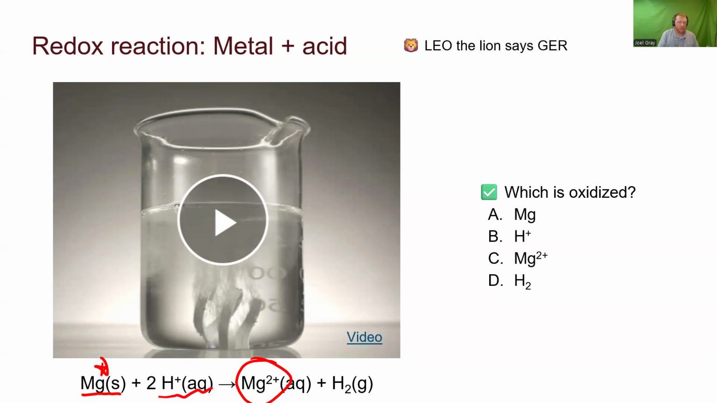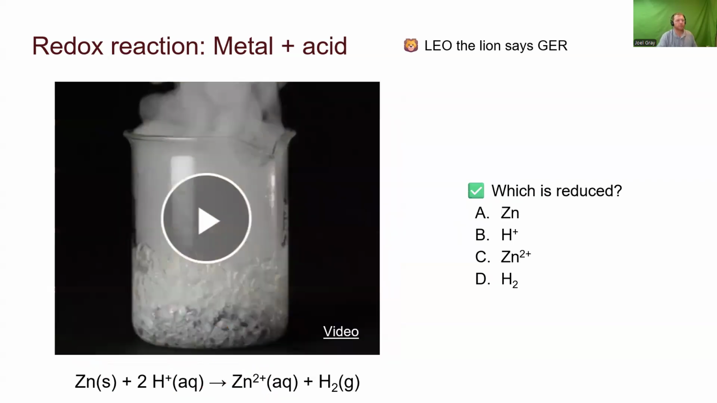Therefore, this H plus gained electrons. So Mg got oxidized, and H plus got reduced. So then, which is oxidized? Well, magnesium is oxidized. If H plus is reduced, that means it is the oxidizing agent.